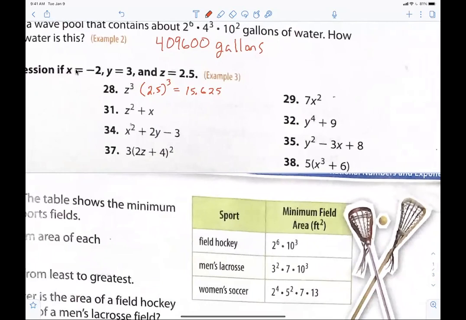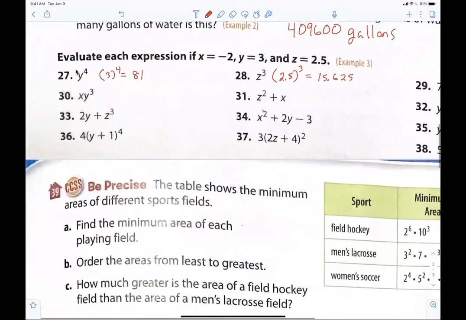So you do 7 times parentheses -2 squared. Okay. You got to do parentheses when there's negatives. You're going to make a bunch of mistakes. Yes, sir. 28 is good. All right. Maggie, you're on 30.